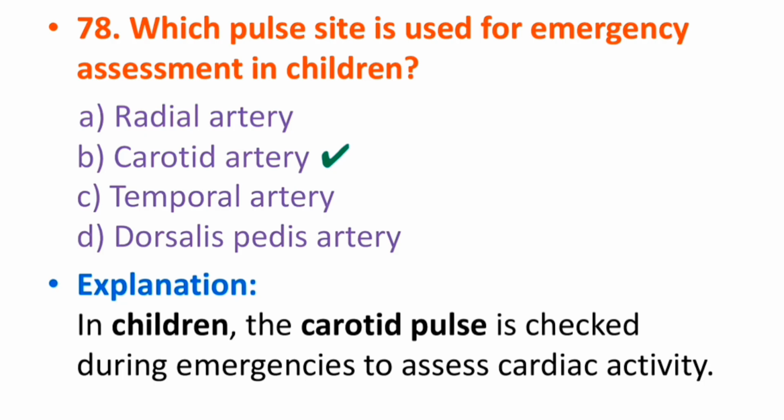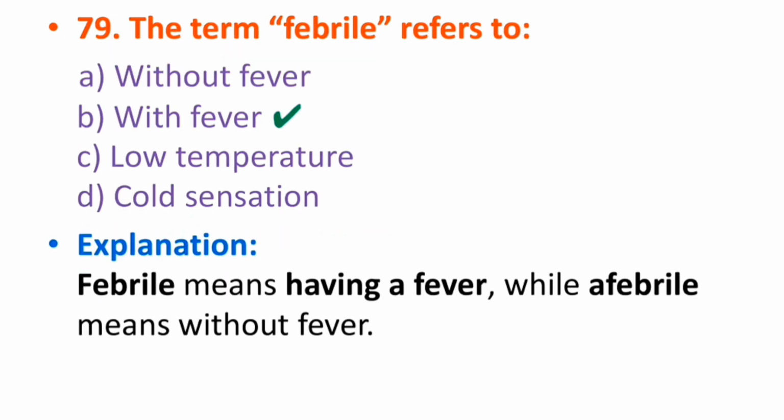Which pulse site is used for emergency assessment in children? Option A, radial artery. Option B, carotid artery. Option C, temporal artery. Option D, dorsalis pedis artery. The correct answer is option B, carotid artery. In children, the carotid artery is checked during emergencies to assess cardiac activity.